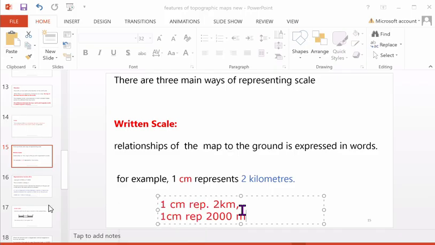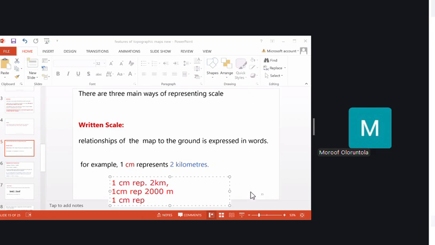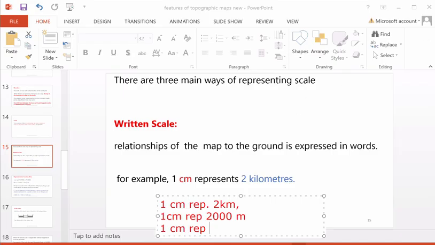So I will now say 1 centimeter represents 2,000 meters. I will convert this 2,000 meters because I want the same unit with the smaller value, since I want to take it to a representative fraction. If you convert 2,000 meters to centimeters, what would that give you? I'm waiting. Somebody should respond. No, Jane, it's not 20,000 centimeters. It's more than 20,000.